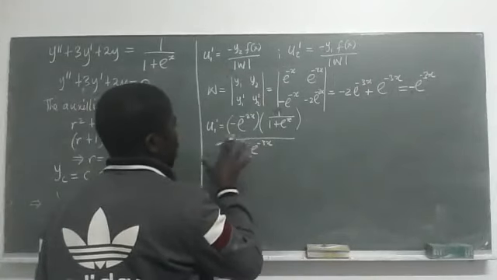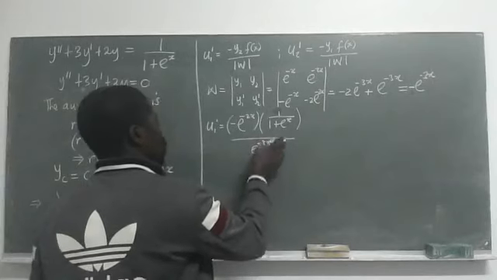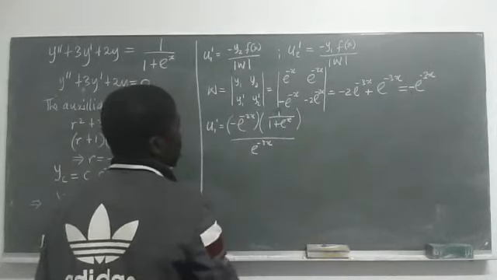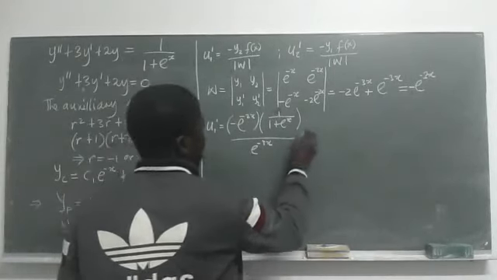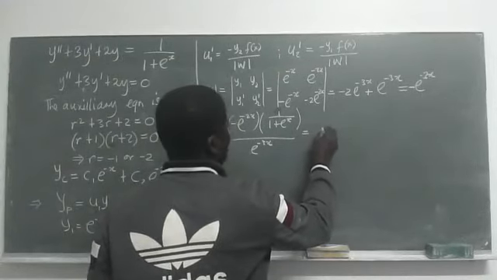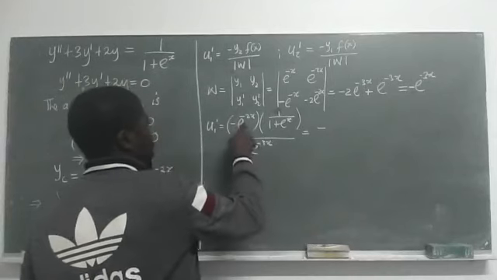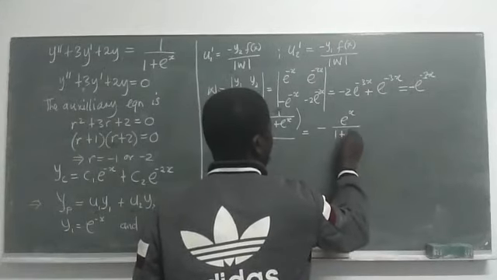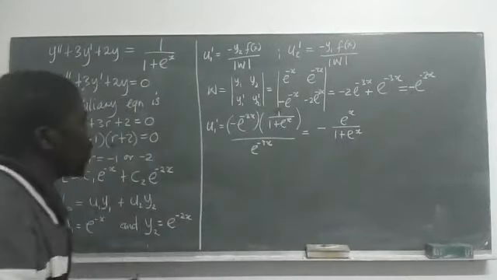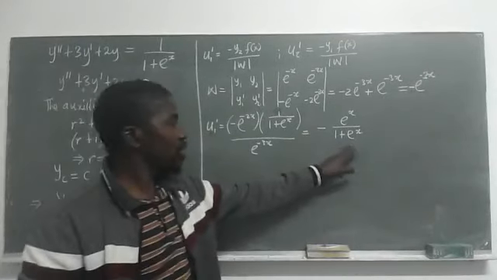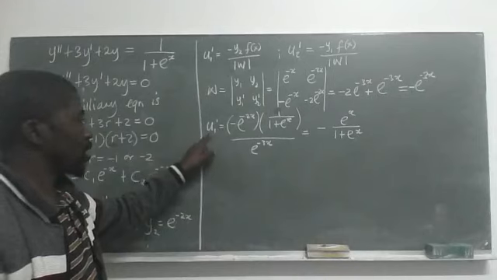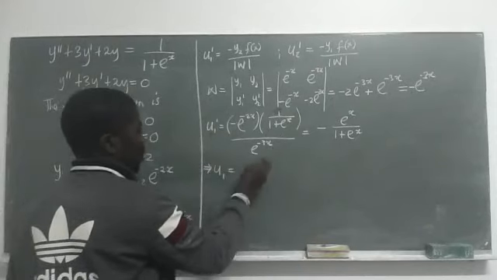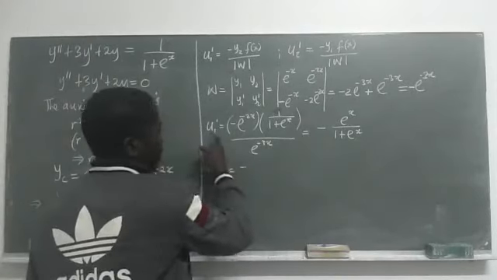Now we're going to simplify things. When you take this denominator to the top, the powers will subtract, and then the negative sign will appear, and you end up with minus e^x over 1 + e^x. So this is a derivative of u giving rise to that. We want to reverse so that we extract u1. So this implies that u1 is equal to the negative of the integral. If I want to reverse differentiation, I integrate.